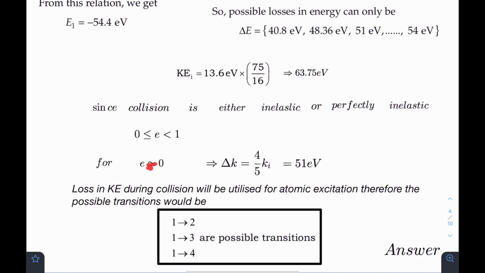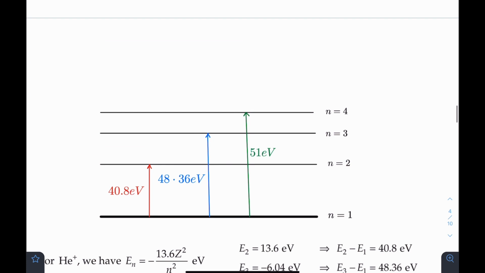So for E equal to 0, we are checking here, and this value comes out to be 4 by 5 Ki, and you will see this value is exactly 51 electron volt, which corresponds to 1 to 4. And if it is 1 to 4, there is a possibility of 1 to 2, and for the energy difference, 51 minus 40.8, the remaining energy will go for the separation of atoms. It will get back in the form of kinetic energy to the individual masses. Similarly here, and similarly here, this will be the corresponding perfectly inelastic collision or elastic collision.